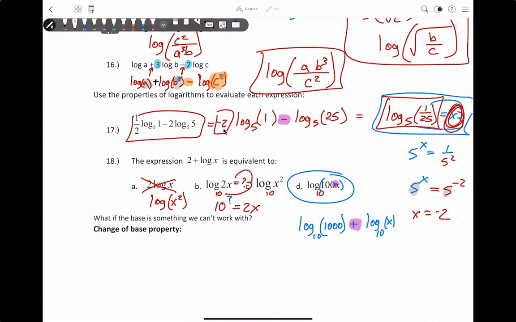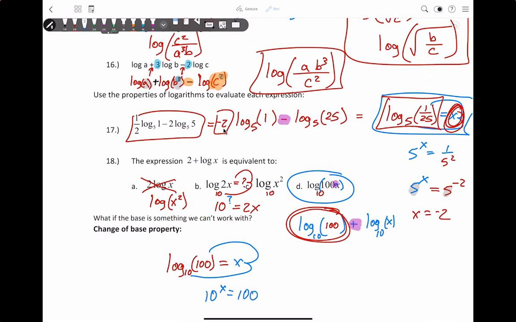Okay, and now look here. We have log, oh, I copied 1,000 instead of 100. My mistake on that. We have log base 10 of 100. And this right here, if I were to set it off to the side and say, what's log base 10 of 100? Well, we know it's equal to something. And that 10 to the something rewrite would show that that something would be 2. So this is just 2 plus log base 10 of x, which is what we got here.